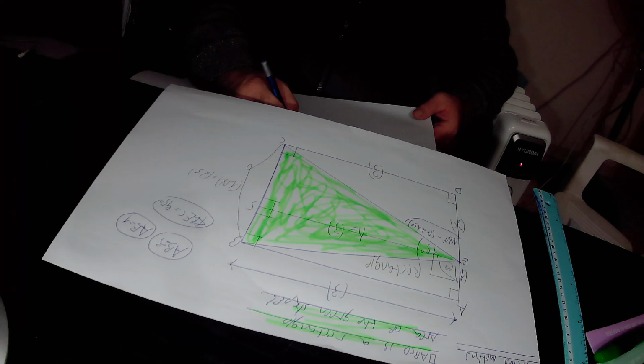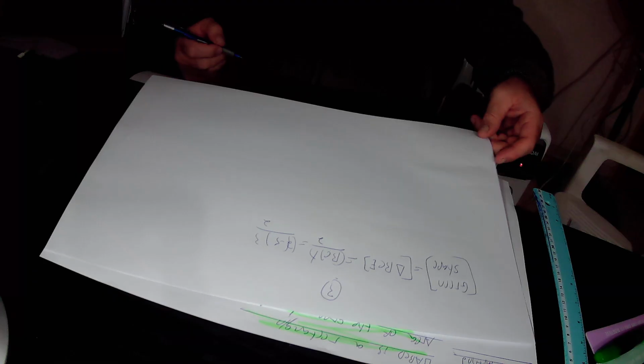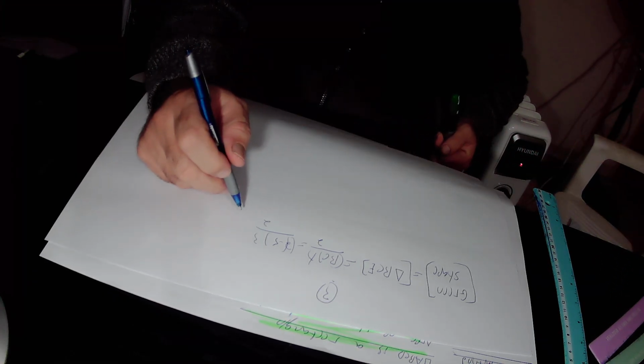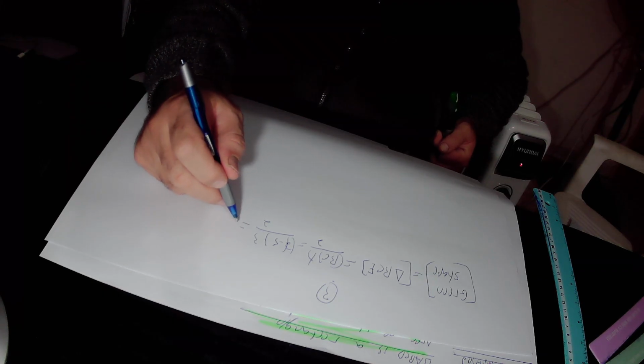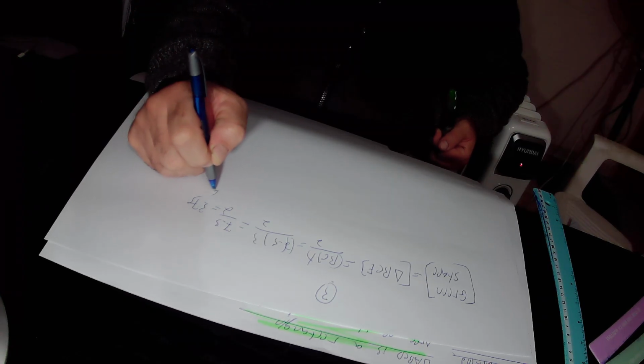BC is 2.5, times the height H, which is 3, over 2. So we know that the area of the green shape, the area we are looking for in this question, equals 2.5 times 3 over 2. 2.5 times 3 is 7.5, over 2 is 3.75 square units.